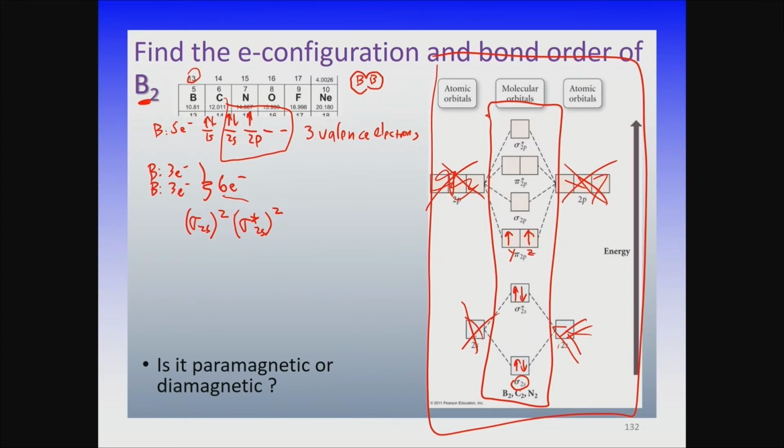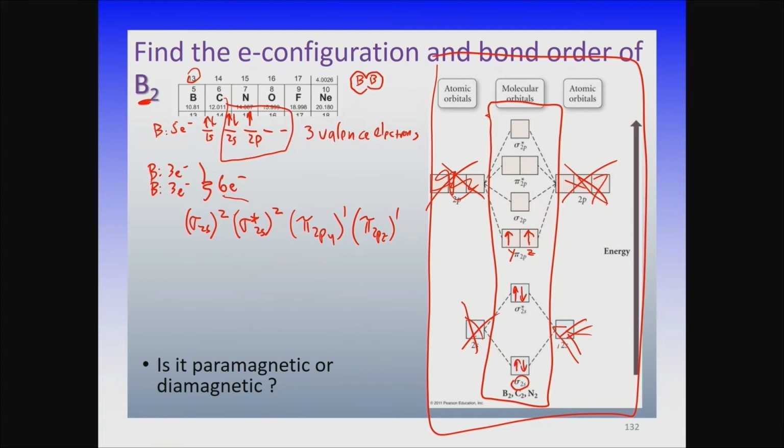Okay, and so the way you can write this out is pi 2py, we have 1 electron in that, and then we have pi 2pz, and we have 1 electron in that. Now, we are not quite done with this electron configuration, because you have to remember that these are the valence electrons that we have a configuration for, but we need to write out the entire configuration of B2.